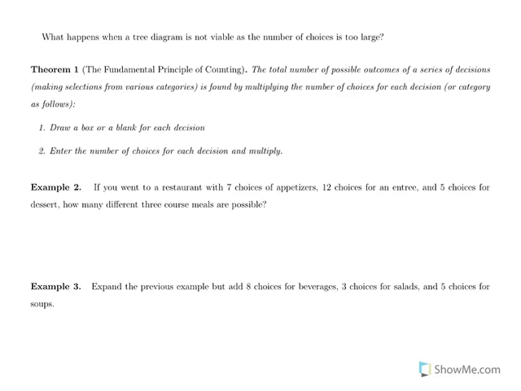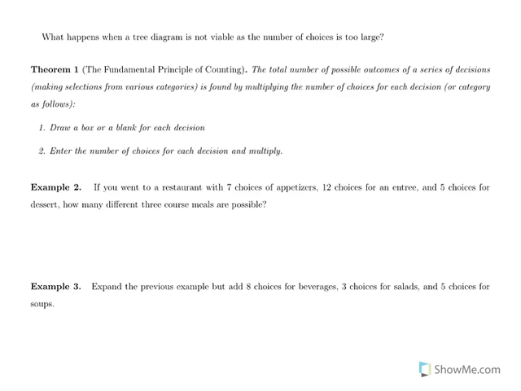So this says that the total number of possible outcomes of a series of decisions, where our decisions might be which jeans we are going to use, what shirt and what shoes, or making selections from various categories, is found by multiplying the number of choices for each decision or category as follows. Our idea is we're going to draw a little box, maybe a blank, for each decision. We'll see an example of that below. Then we're going to enter the number of choices for each decision and multiply. And this will be the exact same idea as showing us how many different branches of the tree we're going to have in our big tree diagram, except we don't have to draw huge trees.